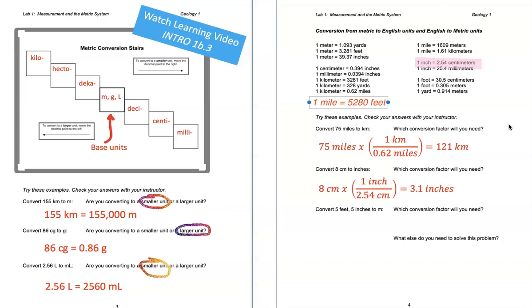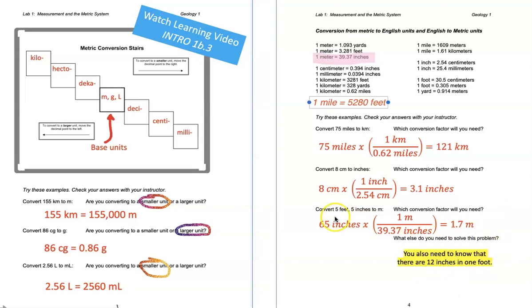Convert 5 feet 5 inches to meters. So I decided to convert everything to inches. And here's an inch and meter conversion factor. And this is what the problem would look like. Now, the other thing that you need to know is how many inches are in a foot. So I happen to know, and you probably do too, that 12 inches are in a foot. So 5 feet is 5 times 12, or 60 inches, plus 5. And so that's how I got the 65 inches.